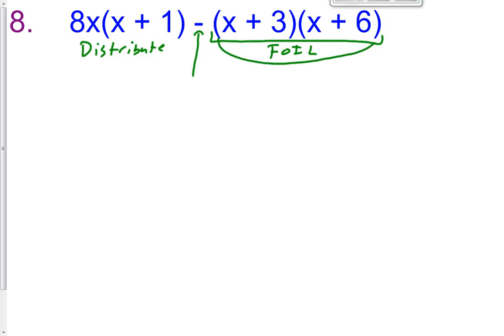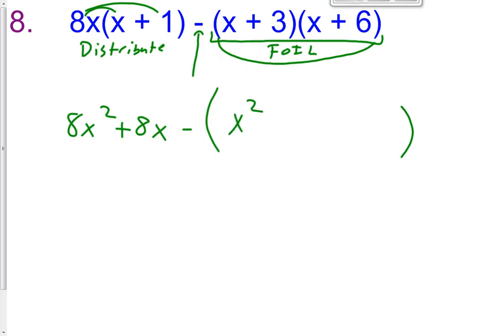We're going to distribute the 8x. So we're going to get 8x squared plus 8x. Subtract. Now, what we're going to do here is we're going to FOIL. And then at the end, we're going to subtract the trinomial that it makes. So a binomial times a binomial. Here we have x times x is x squared. x times 6 and x times 3. We're going to combine those. So we get 6x plus 3x is 9x. And then 3 times 6 is 18. So I FOILed that and I got that trinomial.